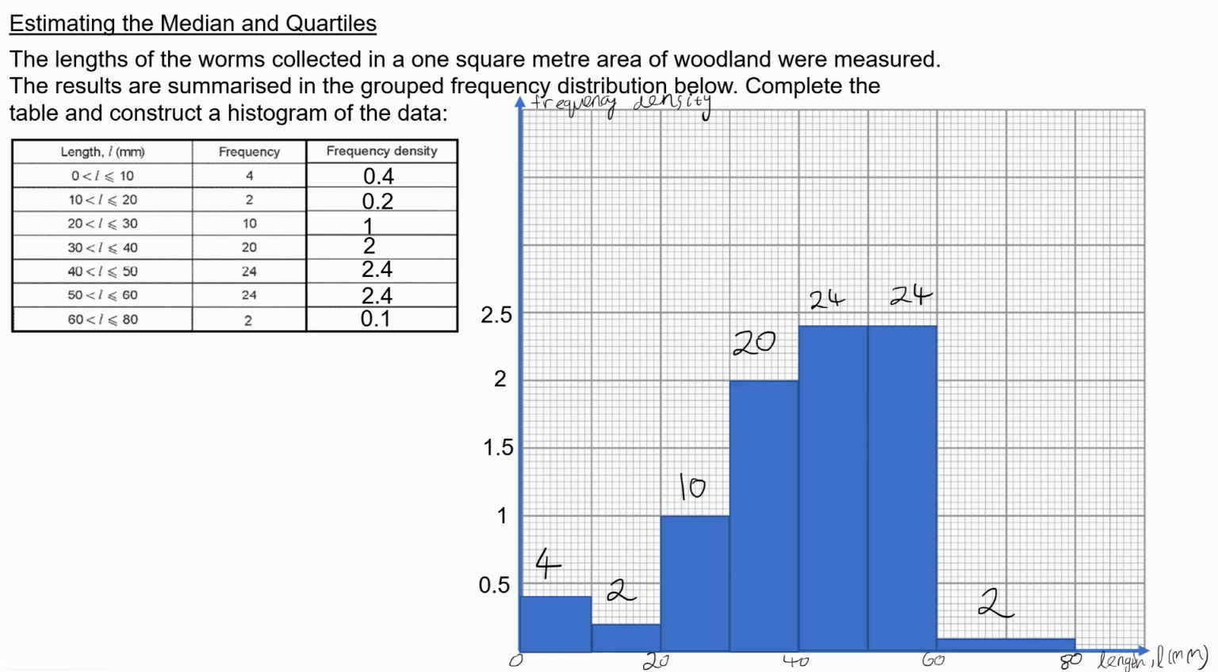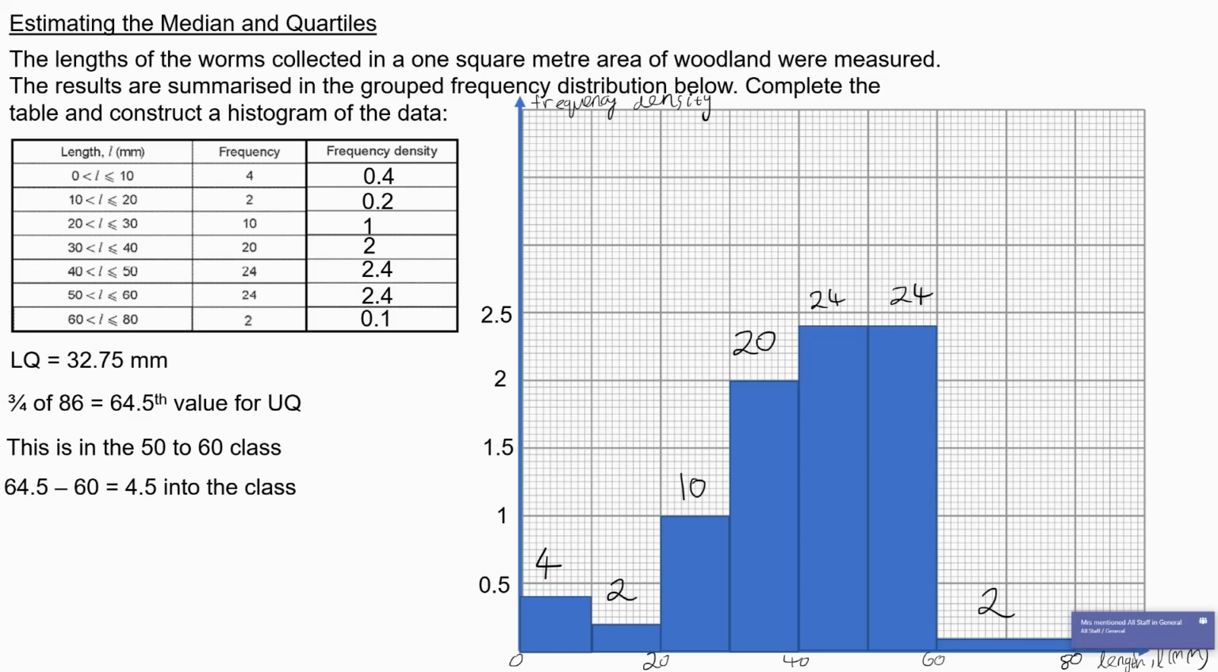We're now going to work out the upper quartile in order to work out the interquartile range. The lower quartile was 32.75 millimeters. To find the upper quartile, we need to go 3/4 into the distribution. 3/4 of 86 is 64.5. So that means that we want to find the 64.5th value, or the 64.5th length. And we can work out using cumulative frequency that this is in the 50 to 60 millimeter class. And we need to go 4.5.